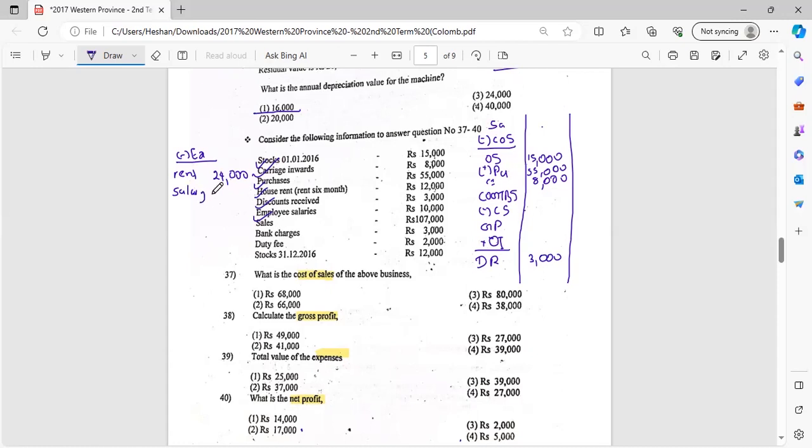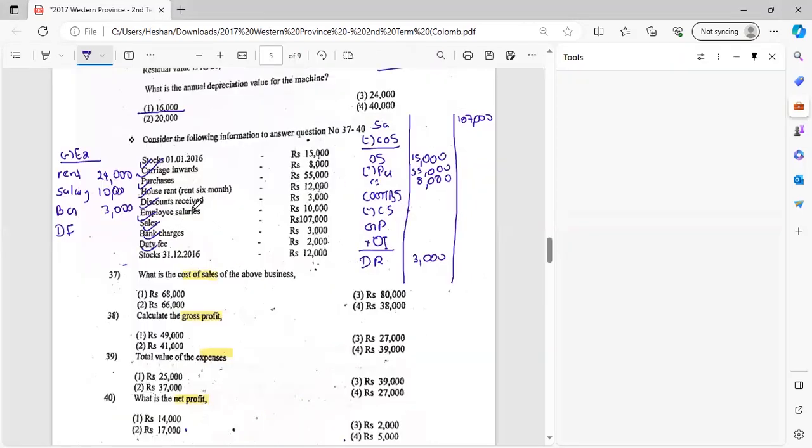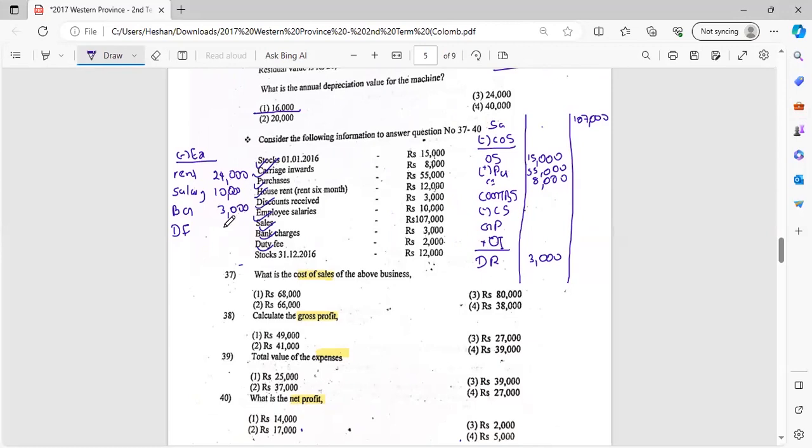Salary, it's 10,000. Right. Sales 107,000. Right. Bank charges 3,000. And duty fee 2,000. Duty fee, it's 2,000. Right, 2,000.